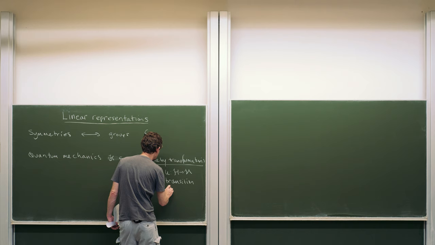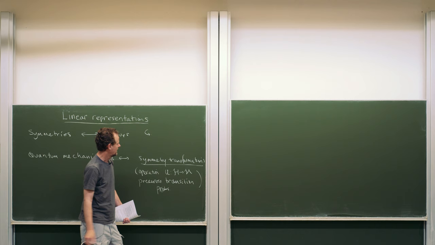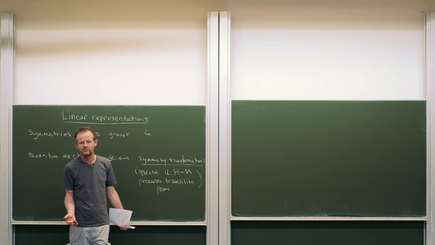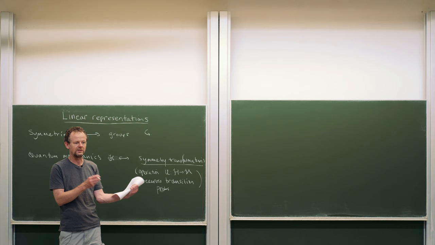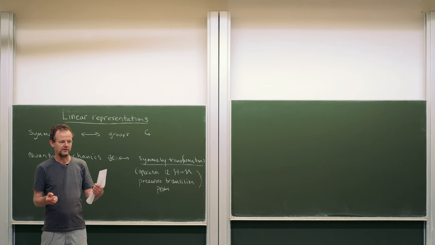So a symmetry transformation is the realization of a symmetry on a quantum mechanical system. It must be some operation allowed by quantum mechanics, and it preserves transition probabilities. That's the bare minimum you'd expect from a symmetry operation. It means that if you had two states before the symmetry operation took place, then the probability of measuring one in the other, or a transition between these two states, is exactly the same as if you had looked at the system after the symmetry transformation. Everything should be the same. That's what symmetry means, right?